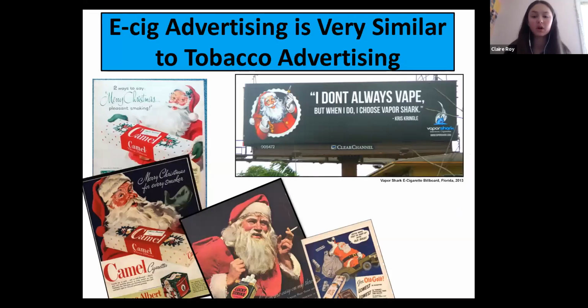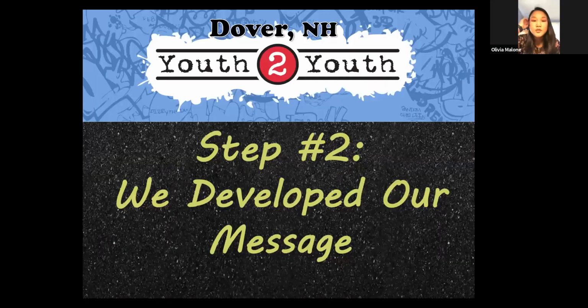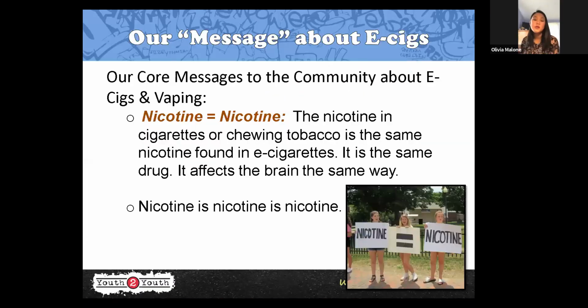Once we've agreed on what our concerns are, the next step is to develop our message. In other words, how are we going to convey our concerns to kids, parents, and other community members? Here's what we've boiled it down to. So, if we can go to the next slide, please. One of our messages is that nicotine is nicotine is nicotine. And the nicotine in e-cigarettes is the same nicotine in the old cigarettes and tobacco products. And it affects the brain the same way.